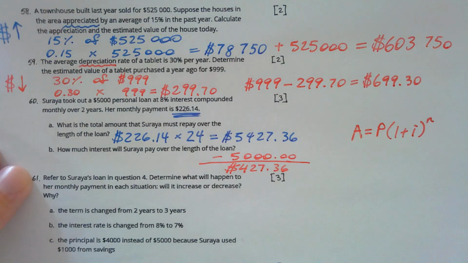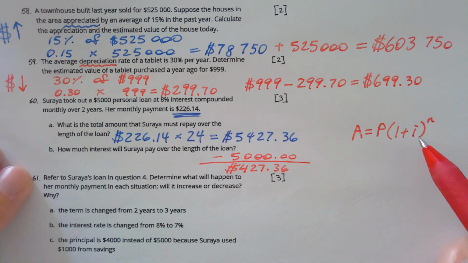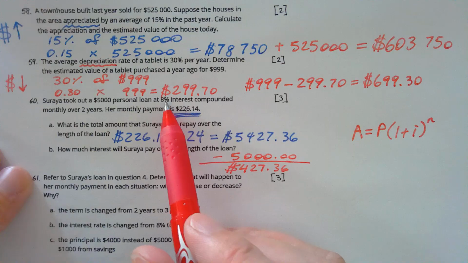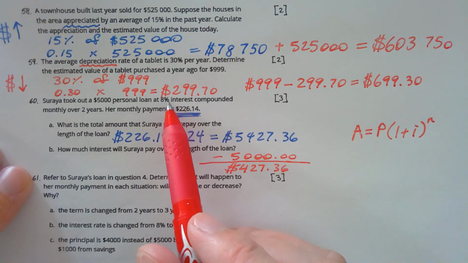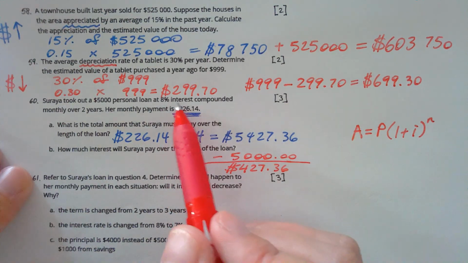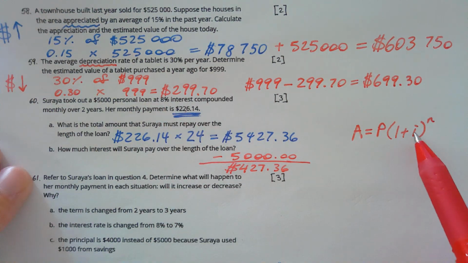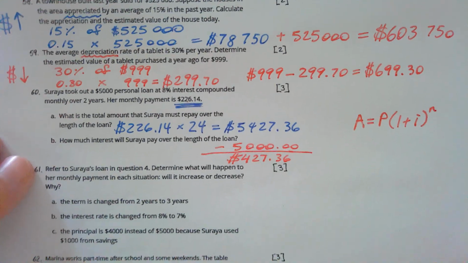Okay, so remember, I is the interest rate per term. The percentage that you get is always an annual interest rate. So when I do this, I would have to do 0.08 divided by 12 to change it to months. And then this would be 24 also in months.